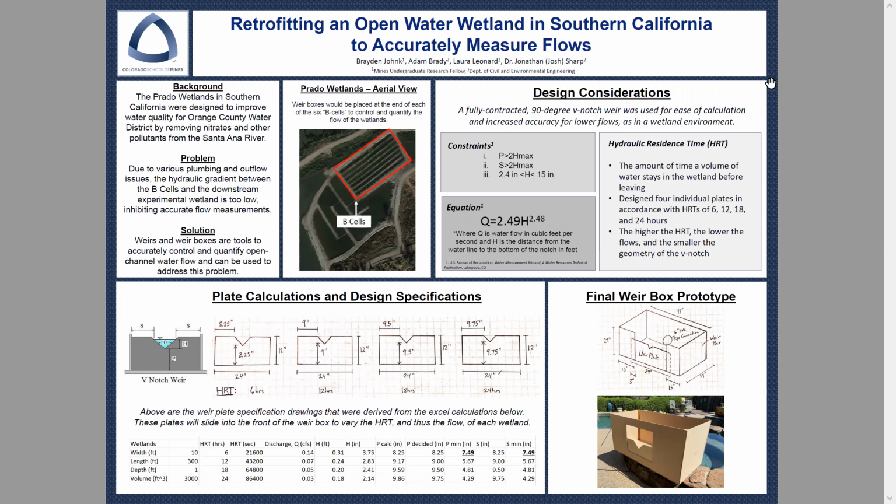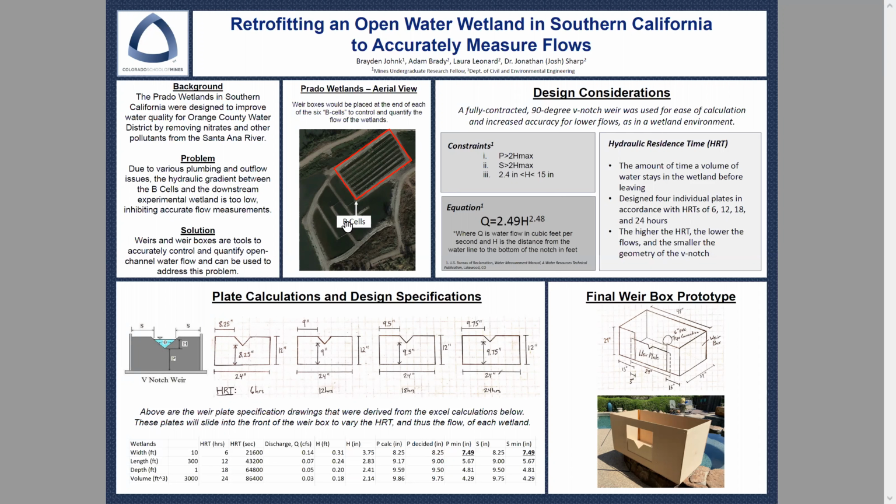So the problem lies within the plumbing and outflow. The current hydraulic gradient between the B cells and the downstream experimental wetland is too low, and that is inhibiting accurate flow measurements for the researchers at Prado. The solution I came up with was a Weir box, and Weirs and Weir boxes are solutions that are used to control and accurately quantify open water channel flow, and I thought this would be a great way to mitigate the outflow issues that are occurring at Prado.